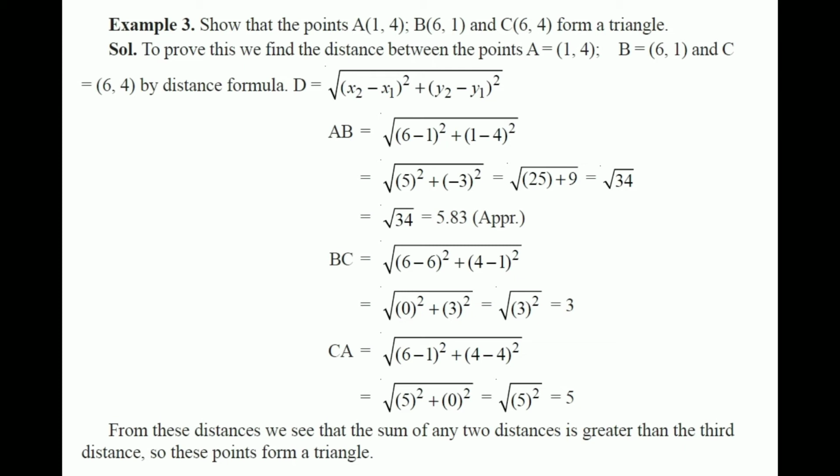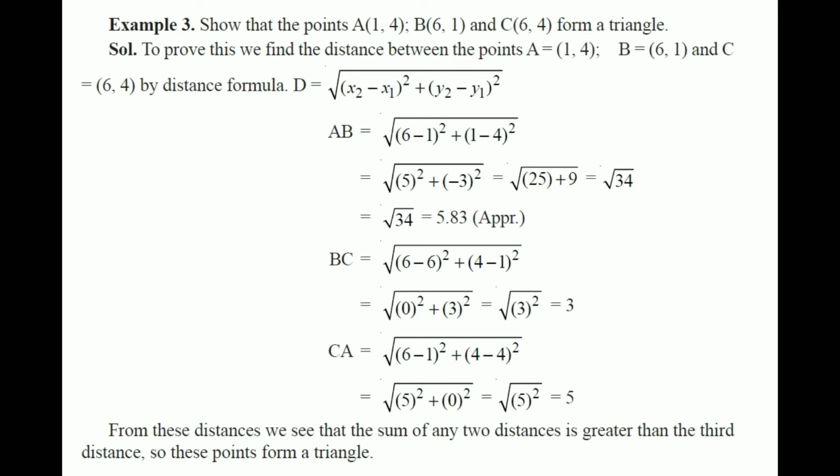Then to calculate the distance AB, we have the x coordinates 6 minus 1 whole square, and the y coordinates 1 minus 4 whole square under the square root. It is equal to the square root of 5 square plus (minus 3) square, which is 25 plus 9 under the square root.